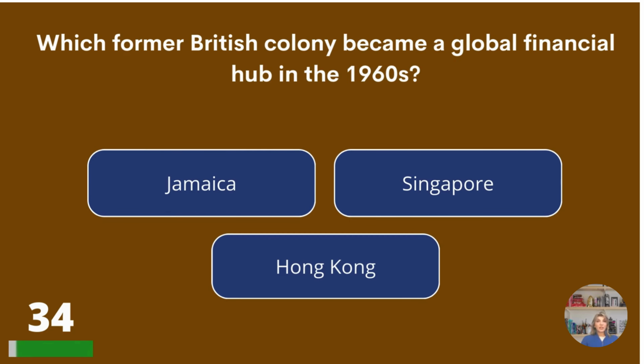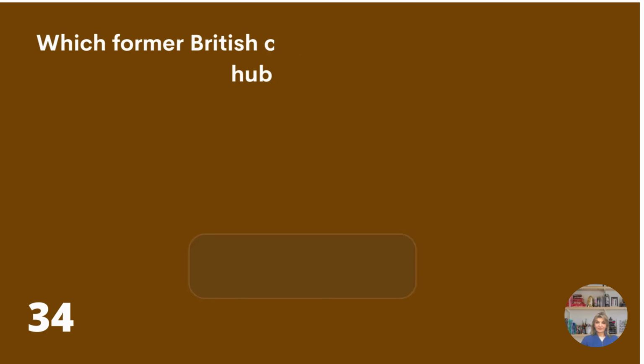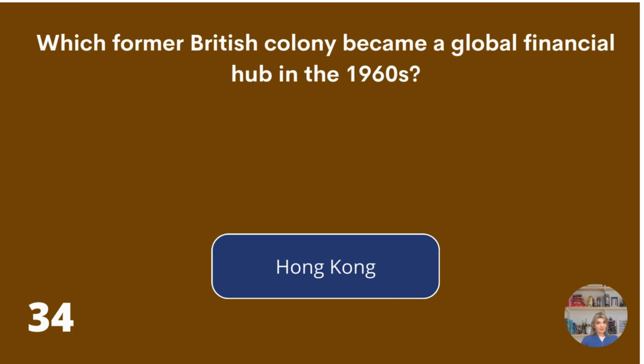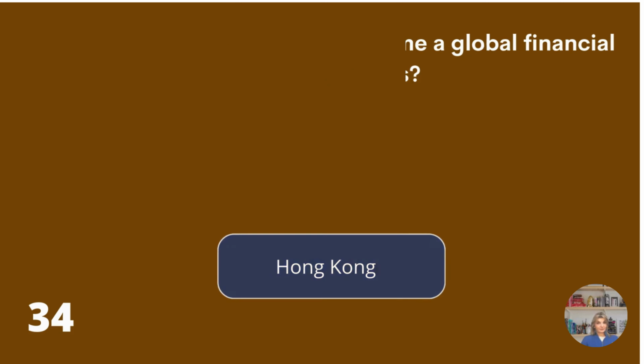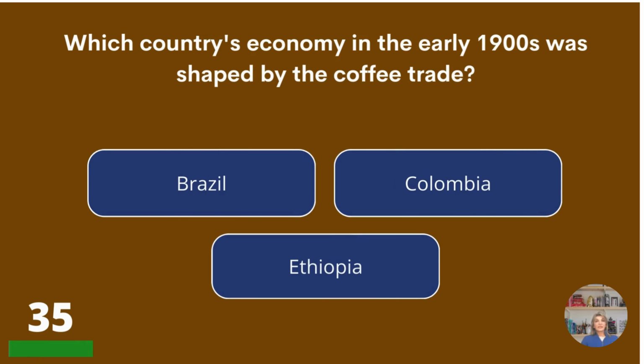Which former British colony became a global financial hub in the 1960s? Jamaica, Singapore, or Hong Kong? Hong Kong. Which country's economy in the early 1900s was shaped by the coffee trade? Brazil, Colombia, or Ethiopia?